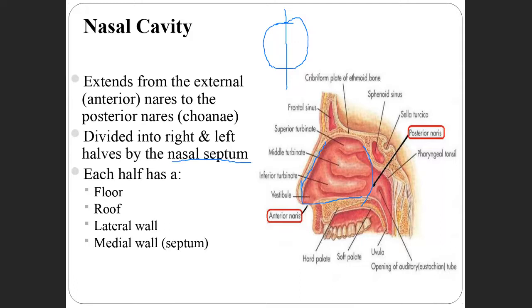Then the nasal cavity has the floor, the roof, and what you are seeing here is the lateral wall. Above this there is a small thin paper-like or sheath-like structure. That structure is called the nasal septum. Is this clear here?